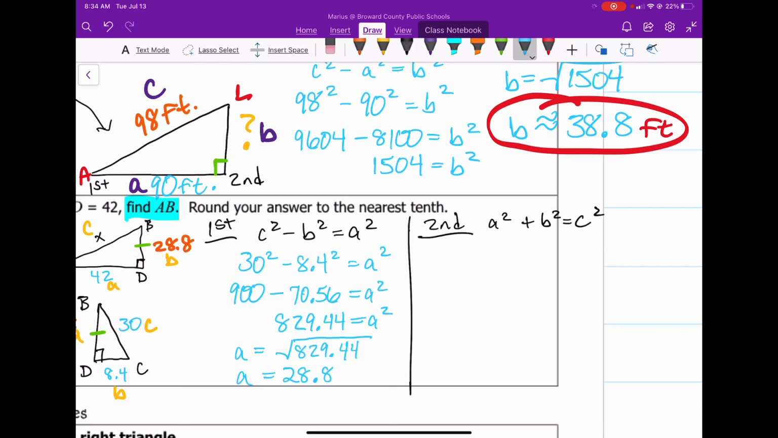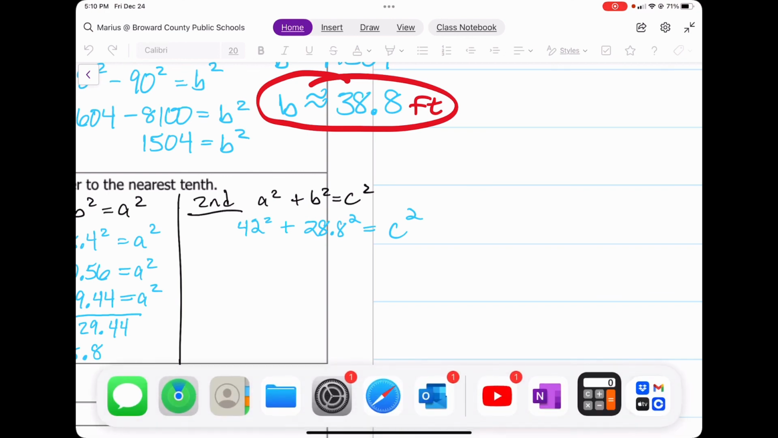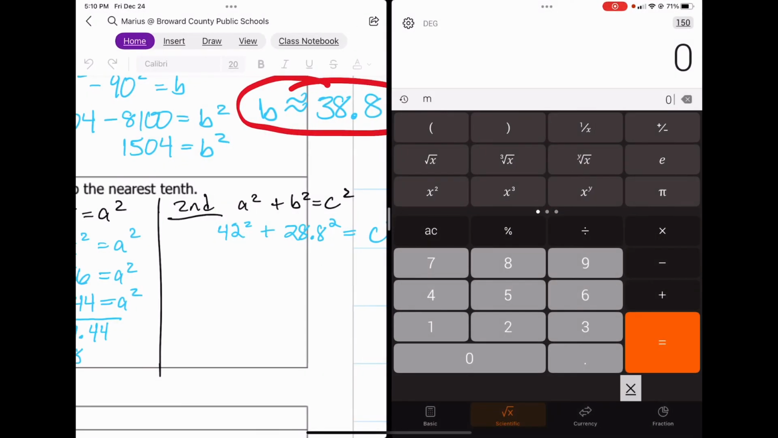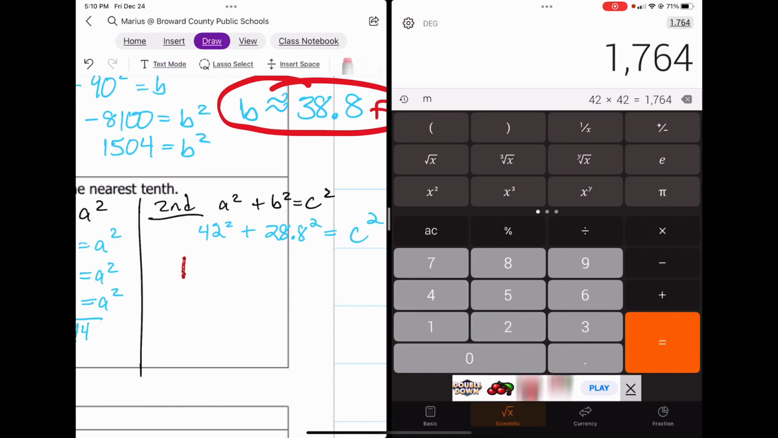So A is 42, so we have 42 squared plus B is 28.8 squared equals C squared. Okay, so now that we have 42 squared plus 28.8 squared equals C squared, we can go ahead and do the math and work those out. So let's pull the calculator up. 42 times 42, that's 1764.